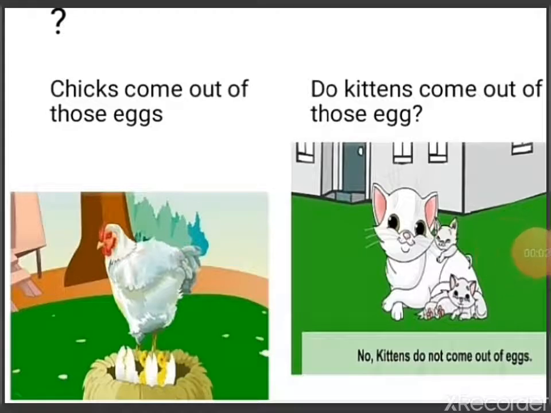Here we see a hen lays eggs. Chicks come out of those eggs. So, do kittens come out of those eggs? No, kittens do not come from those eggs.